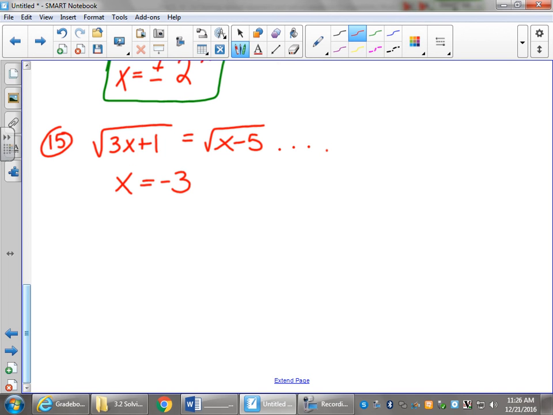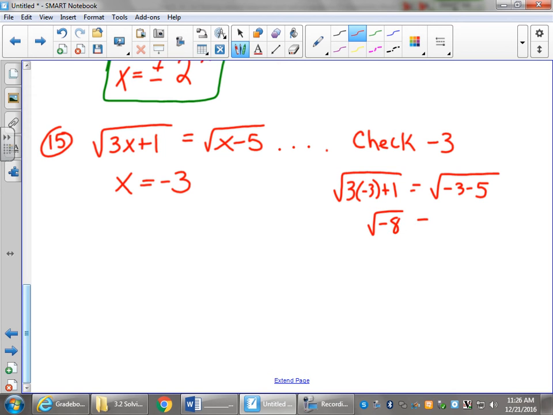You would have squared both sides, which means you would have to do what to this problem? Check it. So I want to focus on the check. So if I sub in negative 3, 3 times negative 3 plus 1 equals negative 3 minus 5. On the left, we're going to get negative 9 plus 1, which is the square root of negative 8, equals the square root of negative 8. Now, that's a true statement, right? Okay, square root of negative 8 does equal square root of negative 8.